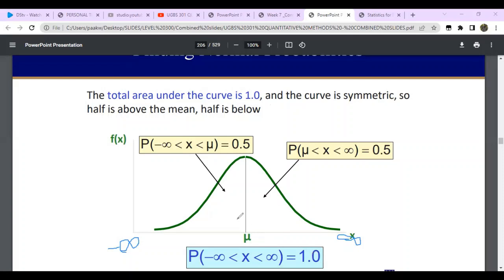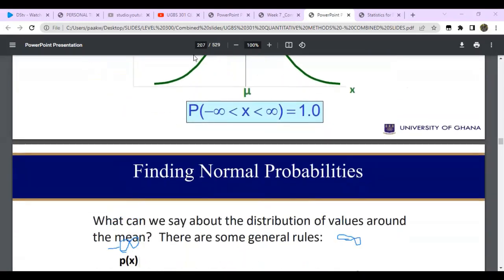So when you add the two areas, you get the number 1. The same thing applies to probability, because all probabilities add up to 1. So it's between 0 and 1. Okay. So let's move on.